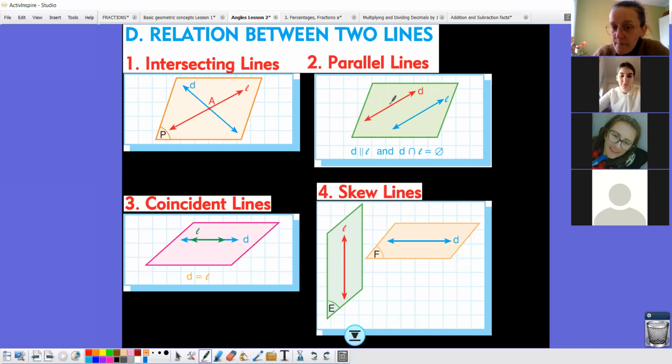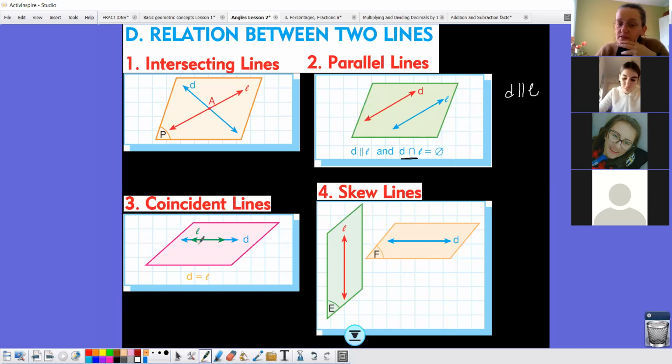The parallel lines, D and L here, they are parallel to each other. In parallel lines, as you see, they don't have anything in common. D intersection L is the empty set. They will not touch each other at any time, okay? They will not intersect each other if they are parallel. And we show parallel lines with these two lines: if you want to show that D is parallel to L, you use this symbol to show that they are parallel, okay?